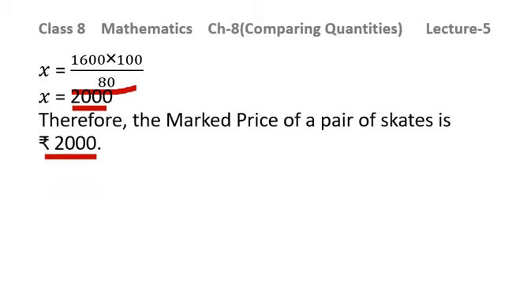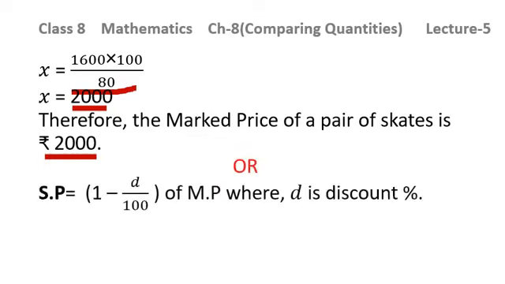And children, you can use one formula. I told you, if discount is given to you in percentage and MP is unknown, and SP is also given to us, then you can use this formula. SP is given to us, that is 1600, equals 1 minus D, where D here is the discount percentage, which is given to us as 20 over 100, into MP. You can take X or let it be MP only. Then you can solve this way also. You will surely get the same result. So I hope you will be able to do these questions.